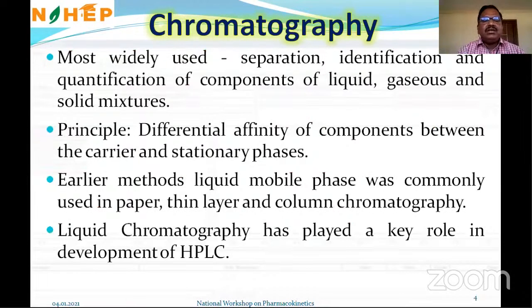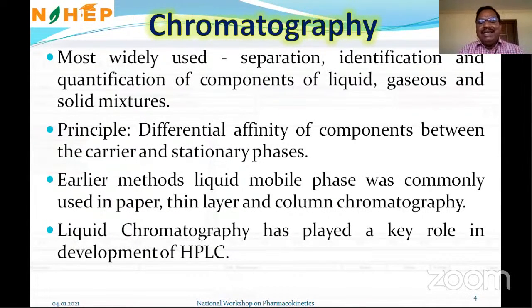So chromatography is most widely used for separation, identification, and quantification of components in liquid, gas, and solid mixtures. HPLC mainly uses liquids and gases, whereas solids first have to be dissolved in liquids, and then we can separate, identify, and quantify the chemical compounds. The basic principle in chromatography is the differential affinity of components between the carrier and the stationary phase.